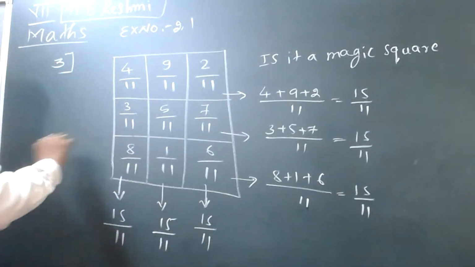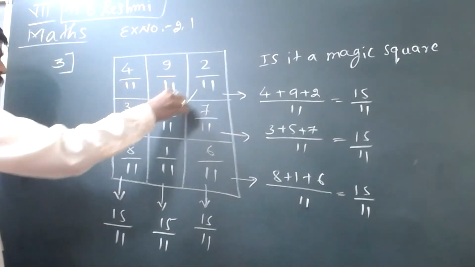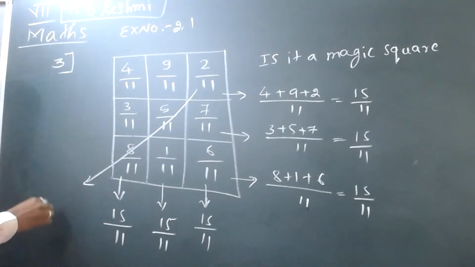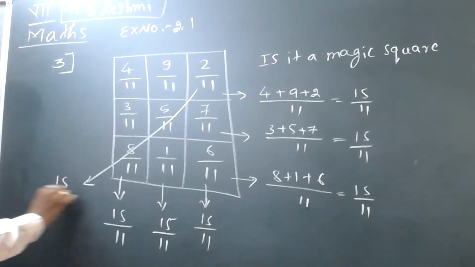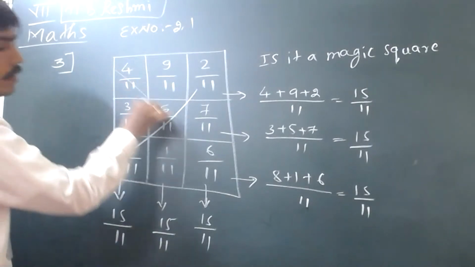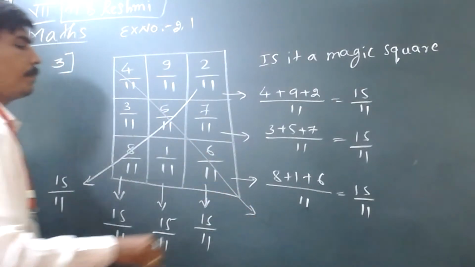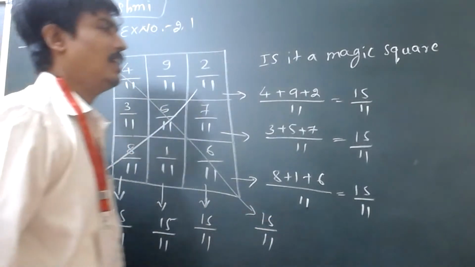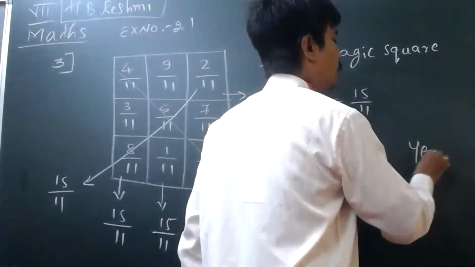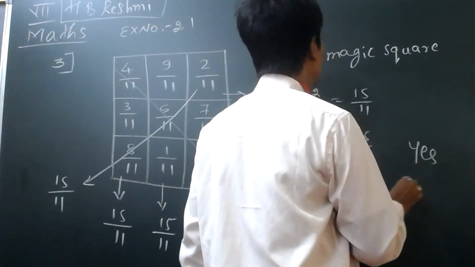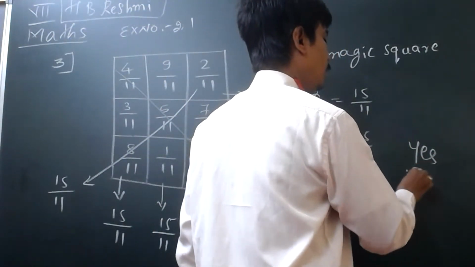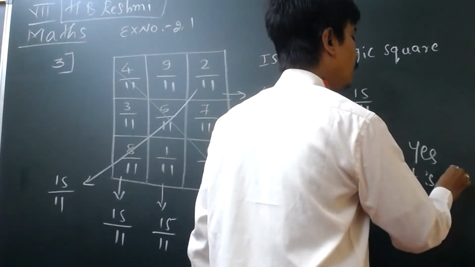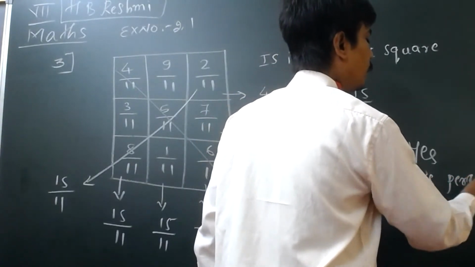Now I'll add diagonal wise. What will be the answer? 2 plus 5 is 7, 7 plus 8 is 15, so 15 by 11. If you add the other diagonal, your answer is again 15 by 11. So I can say that the answer is yes. It is a perfect magic square.